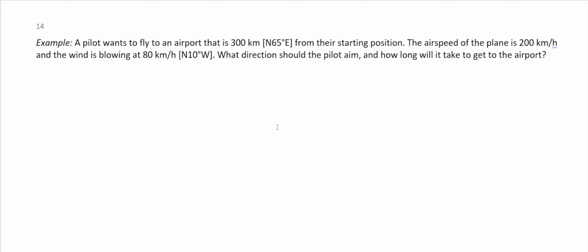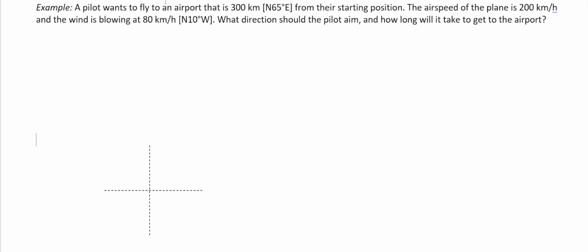Okay, so we're going to do a couple of things here. I'm going to start with some compass axes. If the pilot wants to fly to an airport that is 300 kilometers north, 65 degrees east from their starting position, that is in fact going to be their resultant vector right here. So this is where they need to fly. I'm going to make this one right here, and it's got to be about 65 degrees. I think that looks 65 degrees-ish, maybe a little bit more. How about like that? Great. And I'm going to make that my resultant vector.